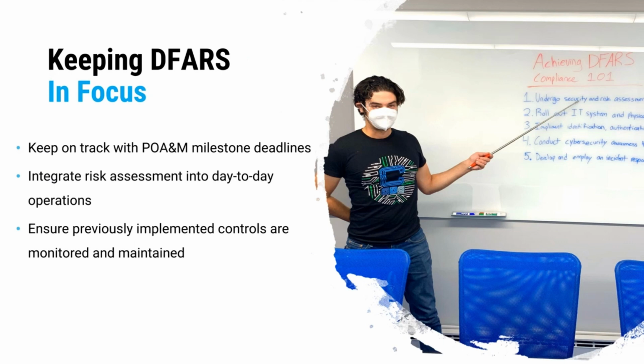If there's any other business units involved that are going to be impacted by the changes in that POAM, make sure they're involved and everyone's working together towards the common goal. What you really want to do also is integrate risk assessment into your day-to-day operations. If any new systems are going to be stood up, if any new capabilities are going to be handled within the organization, if you're going to have organizational changes, you really need to review what those change impacts are.